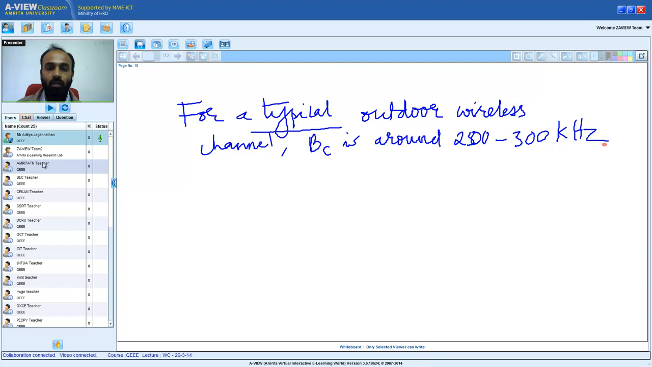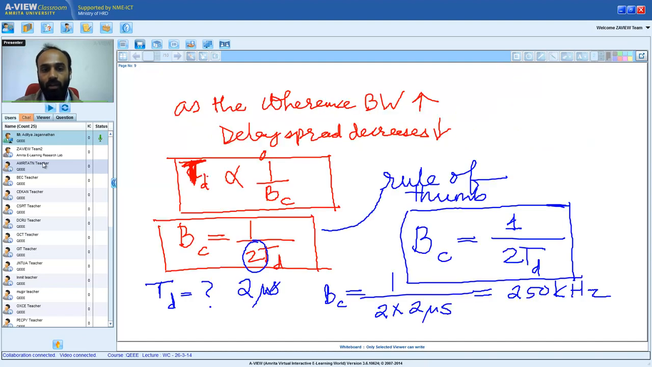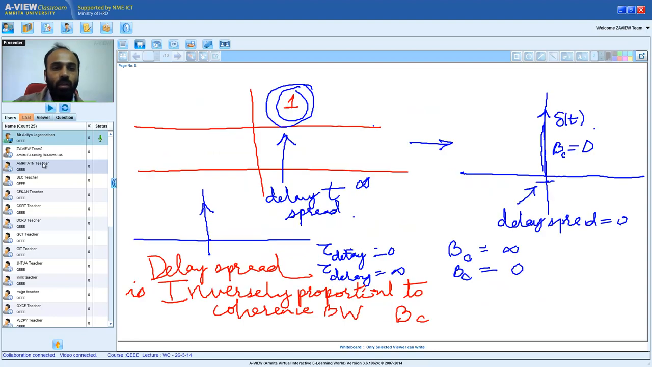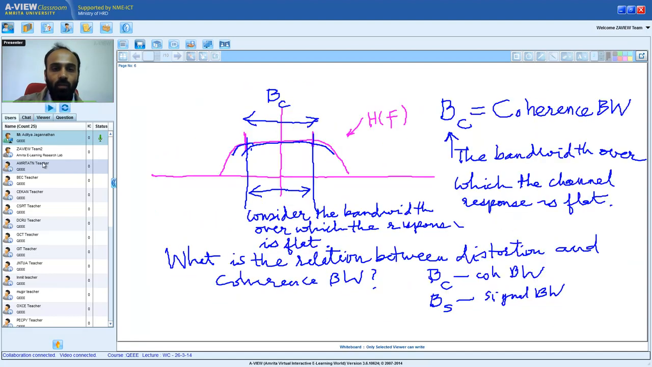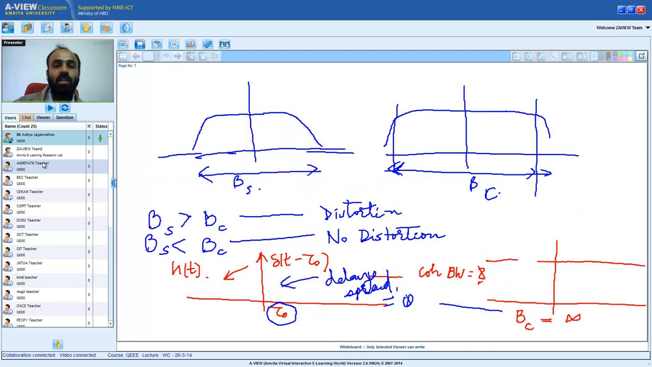But before that, let me ensure that everyone understands the basic concept. Let me recap what we have learned today. We have a notion of a coherence bandwidth. A coherence bandwidth is simply the range of frequency over which the channel response is flat. This coherence bandwidth is important if the signal should not experience distortion. If the signal bandwidth is less than the coherence bandwidth, there is no distortion. If the signal bandwidth is greater than the coherence bandwidth, then there is distortion.